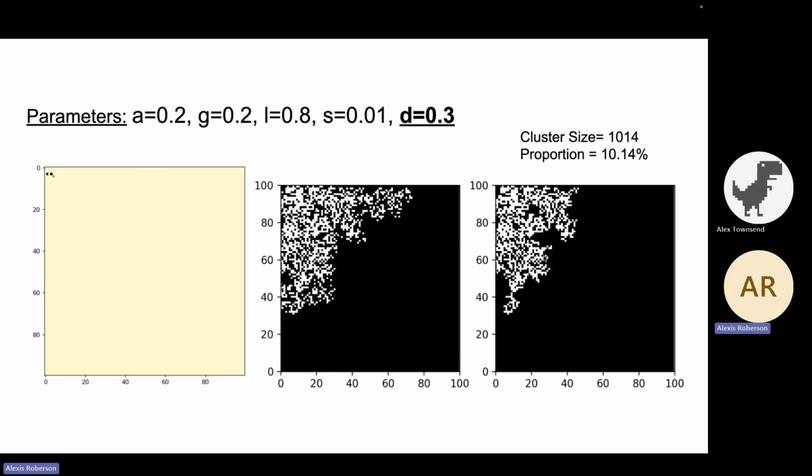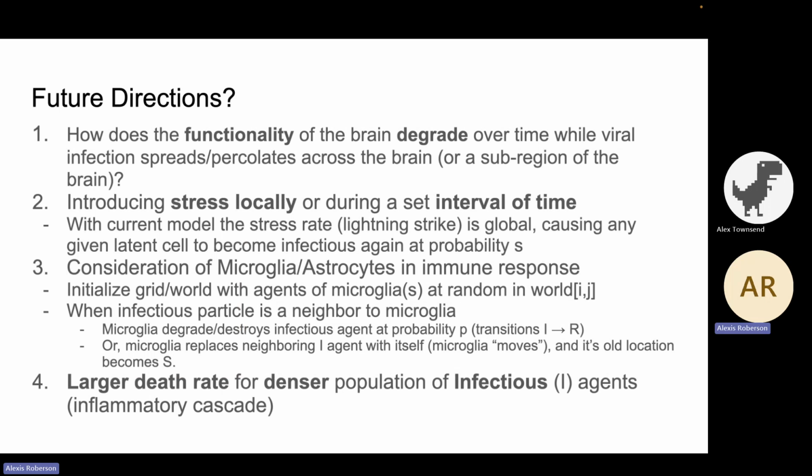That's definitely out of the scope of this, but there are some other parameters you could play around with, like introducing the stress locally instead of across all the cells. You could also add more agents like microglia or astrocytes, which effectively play the immune system. That would definitely cause some spatial changes. And a larger death rate for a denser population of infectious cells would again change the organization of these clusters. It would make them denser, I would imagine.